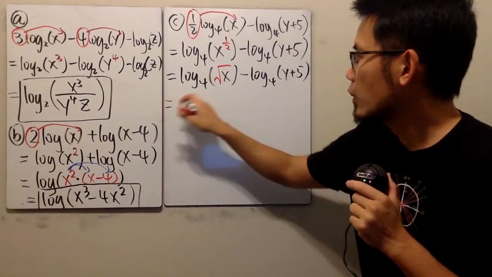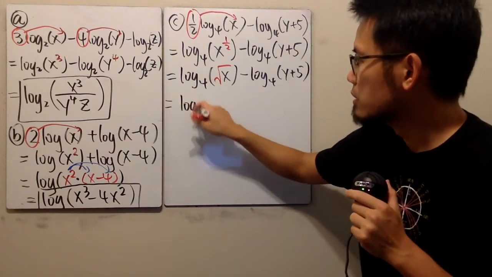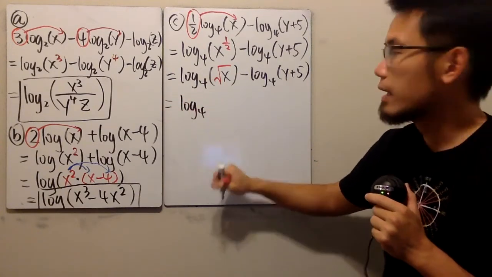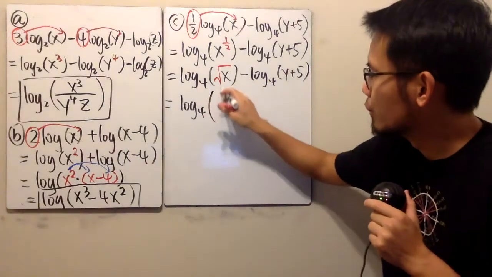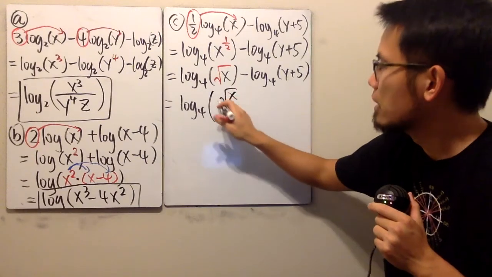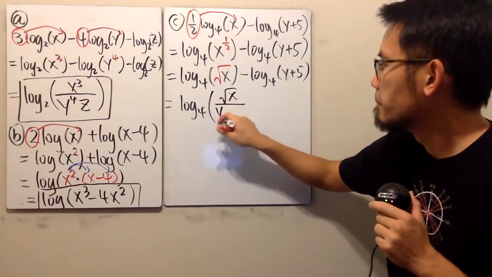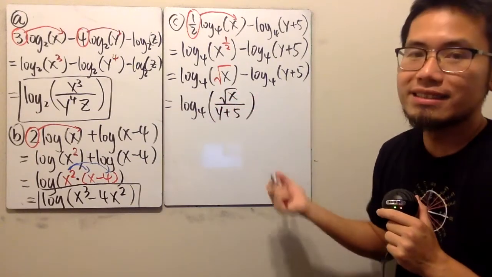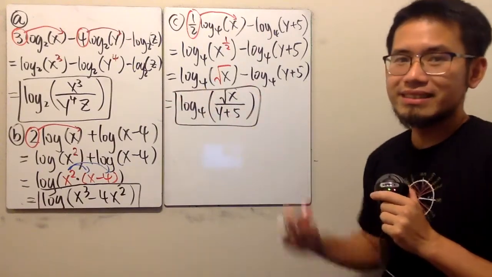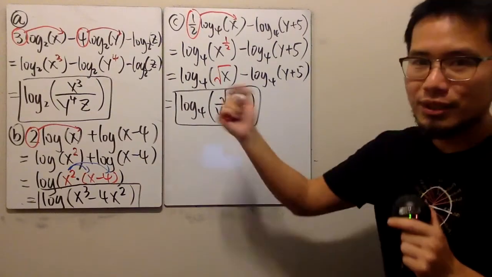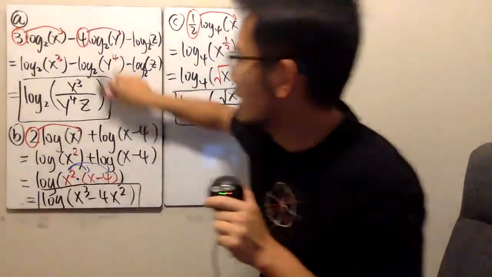Alright, lastly, we have log base 4, so we will just have log base 4. This divided by that, right? So we will have the square root of x on the top over y plus 5, like this. And with that, we are done. Like this, right? And let me just erase that because I don't think I can fit in any more questions.